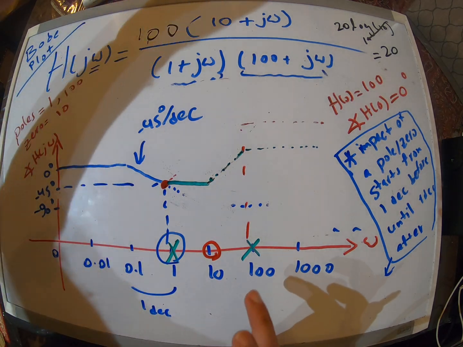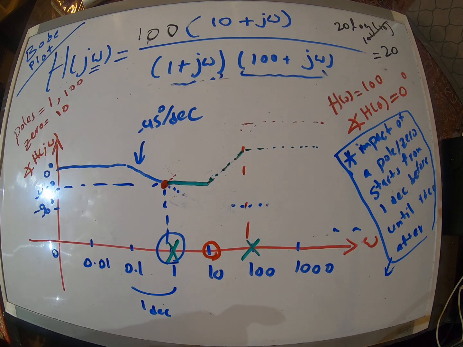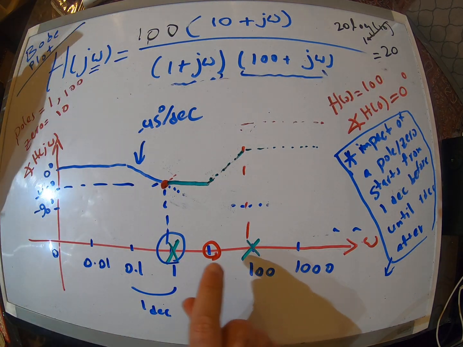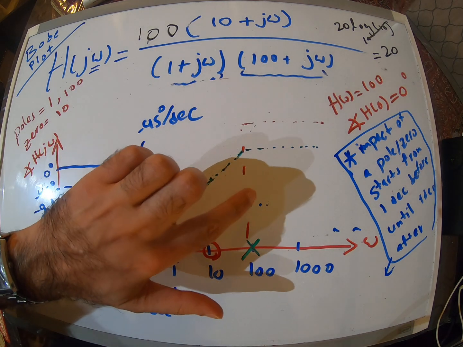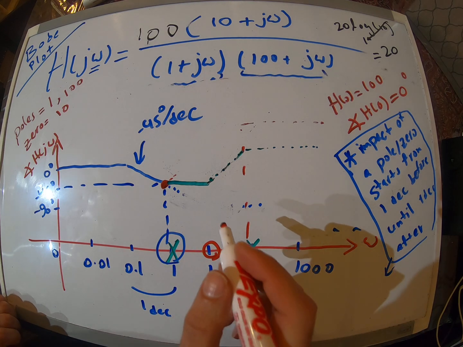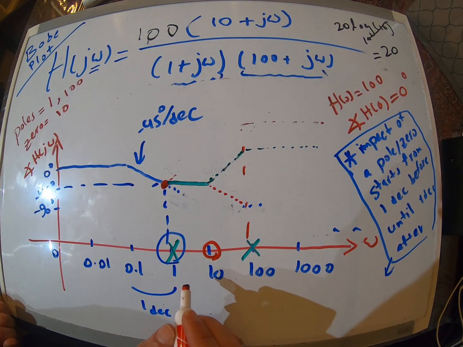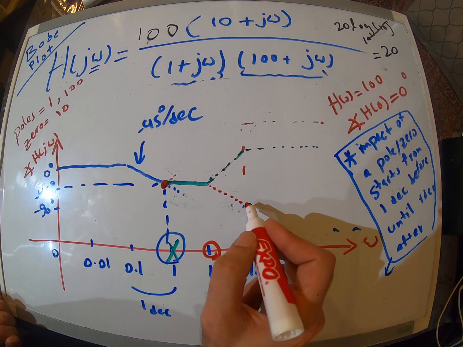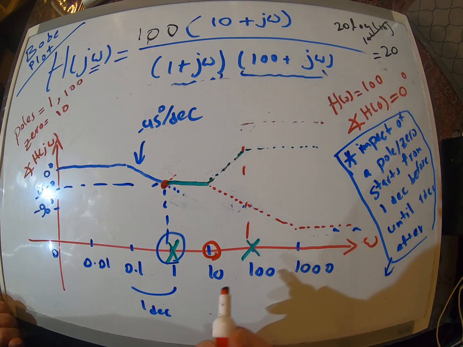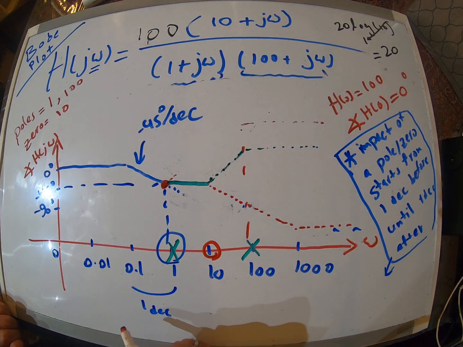Okay, but I didn't include the impact of this one. What is the impact of this one again? The impact of this one starts from 1 decade before and it's gonna last until 1 decade after. So it means that it wants to start from here and it wants to go up to here and then stay constant. So up to here, this is gonna be negative 90.